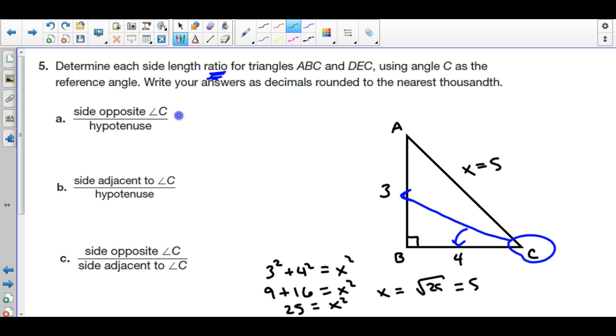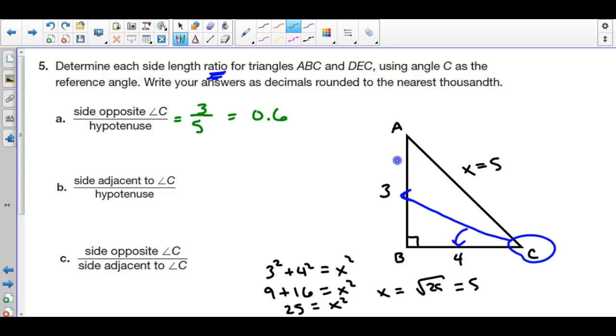So my side length ratio from opposite to hypotenuse, if you take the opposite of C, we're talking about 3. Your hypotenuse is the 5. It's across from the 90. So what I want you guys to do is get out a calculator and divide this out. And this is going to come out to 0.6. So the ratio of opposite to hypotenuse is 0.6. That's basically all we're solving for.